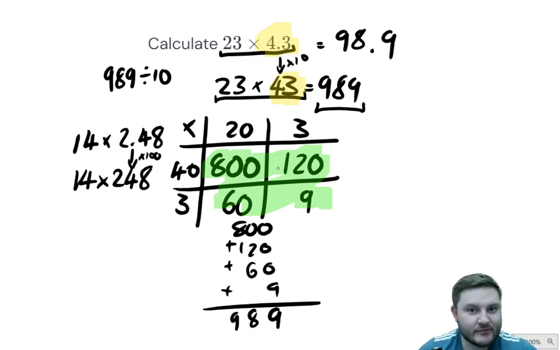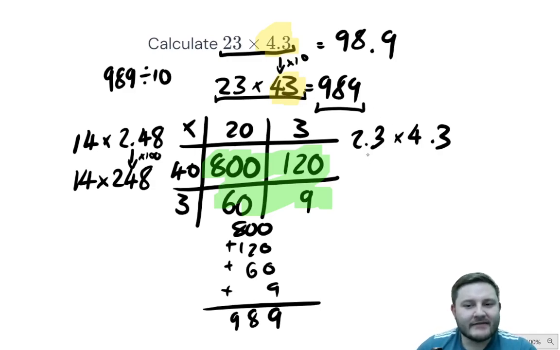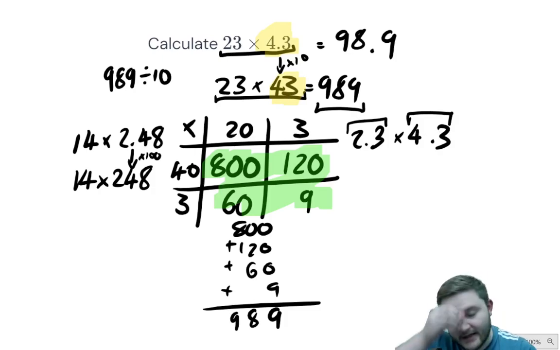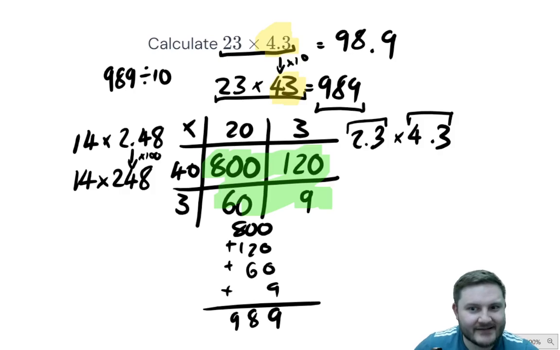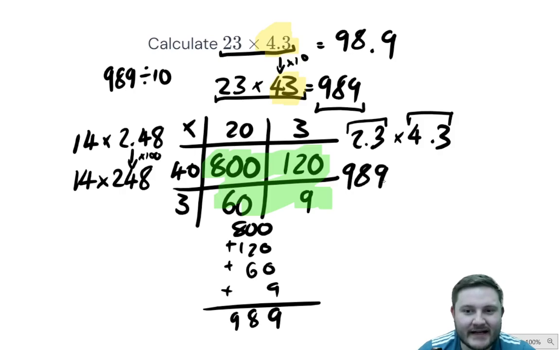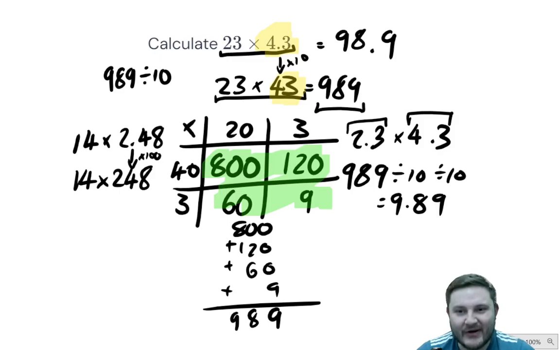They might even change both numbers. So, for example, if I wanted to work out 2.3 times 4.3, well, I know 23 times 43 is 989. So because I've timesed this number by 10 to get 23 and this number by 10 to get 43, I've got to divide by 10 twice because I've timesed both by 10. So I need to do 989 divided by 10 divided by 10, and that gives me 9.89. And that is the correct answer for that calculation.